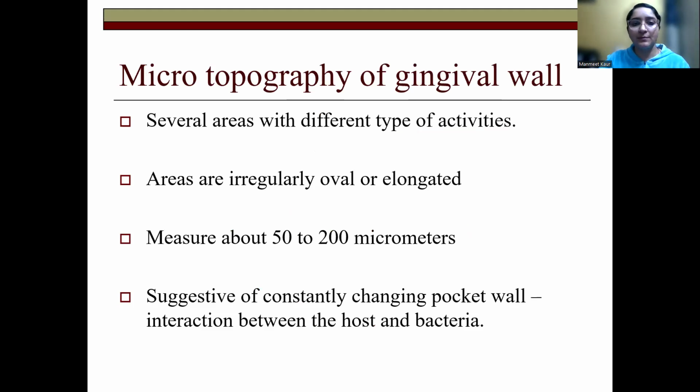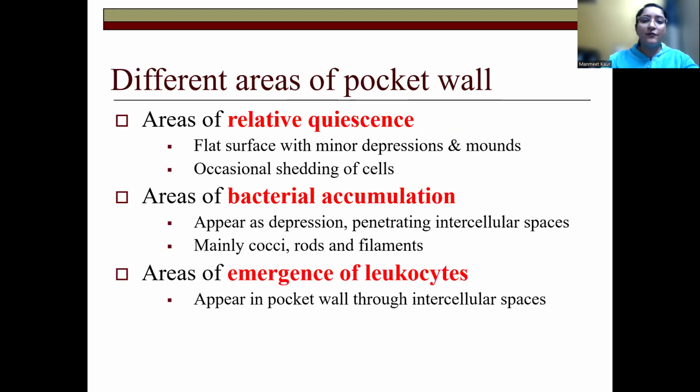So basically, what will the microtopography of the gingival wall show? Several areas with different types of activities, areas with irregularly over- or elongated cells, 20 to 50 to 200 micrometers. So there is a constantly changing pocket wall, and there is interaction between host and bacteria in different areas of the pocket wall.